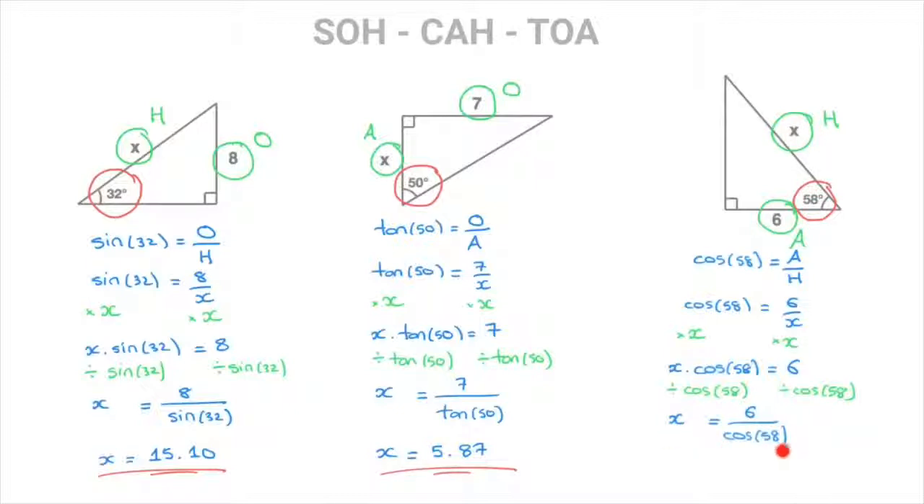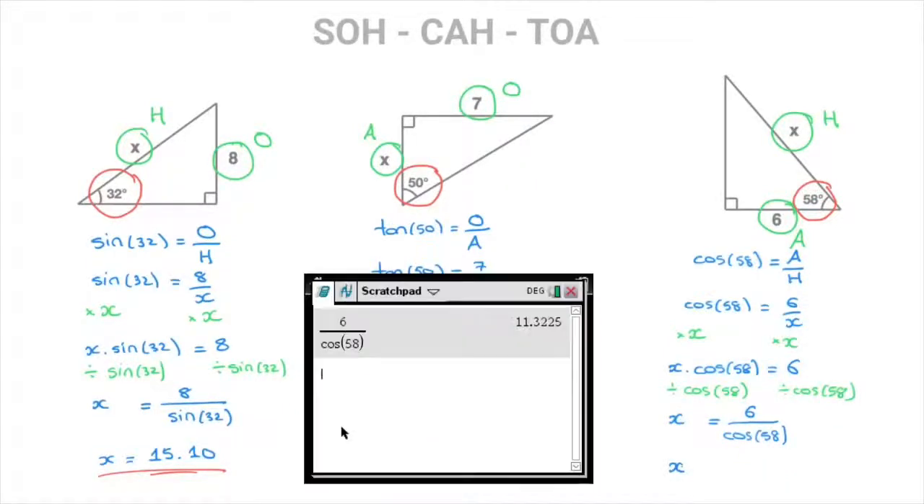Indeed, we have an expression for x. All we have to do now is use our calculators to evaluate 6 divided by cosine of 58. And in doing so and rounding to 2 decimal places, we find that x is equal to 11.32. And that's the final answer.